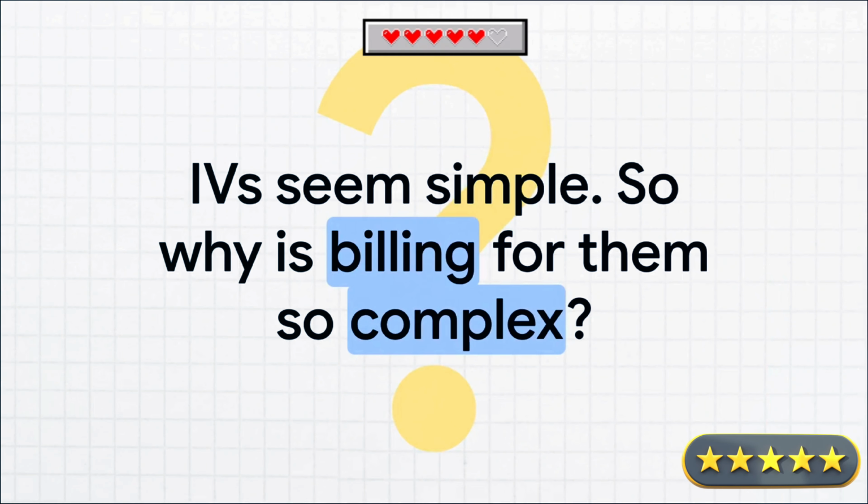You see an IV and it looks pretty straightforward. But when it comes to billing for infusions and injections, it feels like you need a secret decoder ring. It's just filled with all these specific rules and exceptions. But what if I told you there's a simple logic to it all?